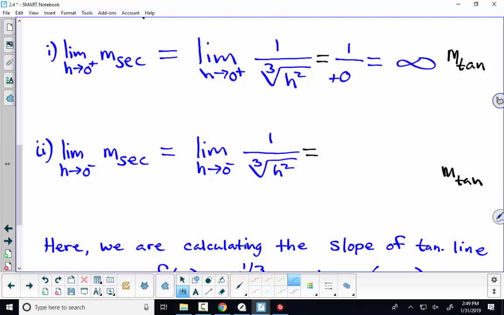As h approaches 0 from the left, what does that function approach? Negative infinity? What do y'all think? Or positive. So the numerator approaches 1. The denominator we approach through negative values. Those negative values are getting squared. So let's just write this out: negative values being squared, and then we're taking the cube root of them. So since that square is there, it's still infinity.